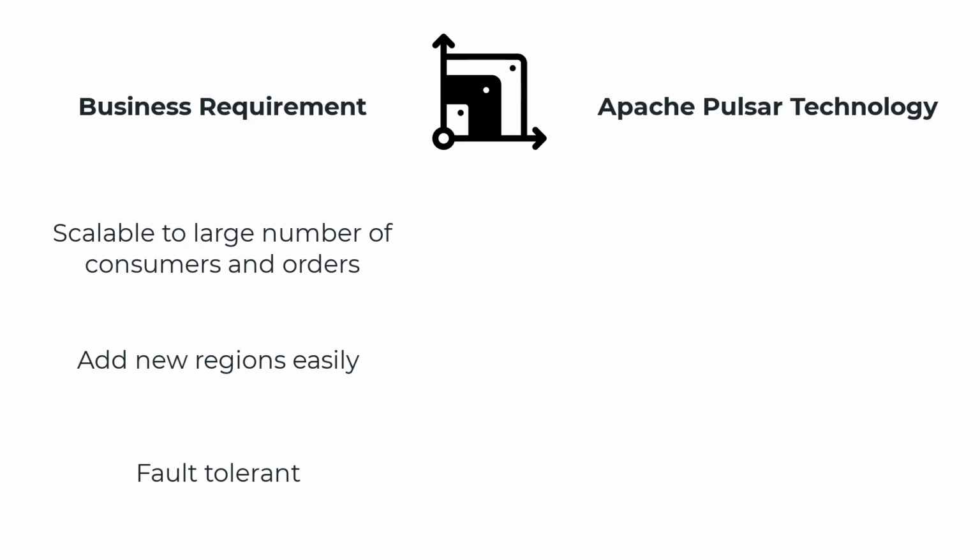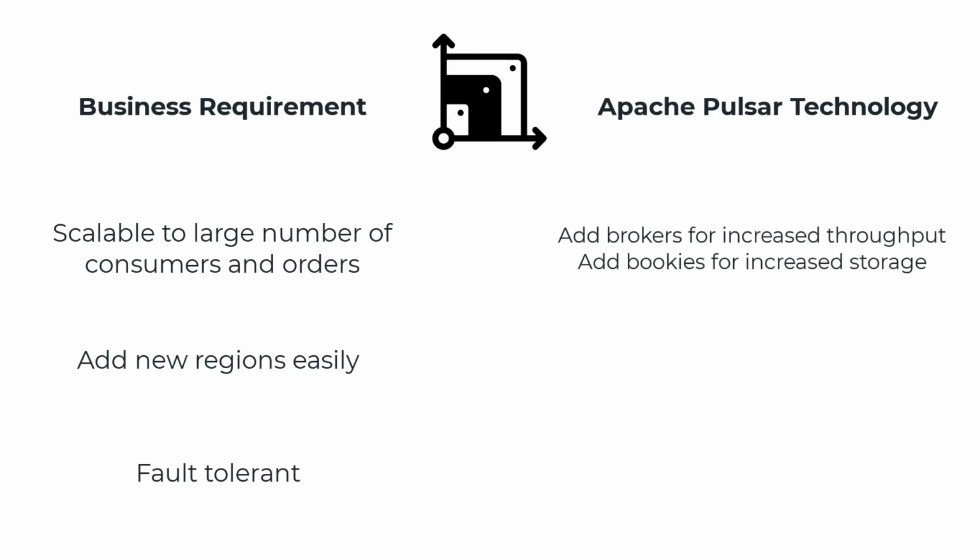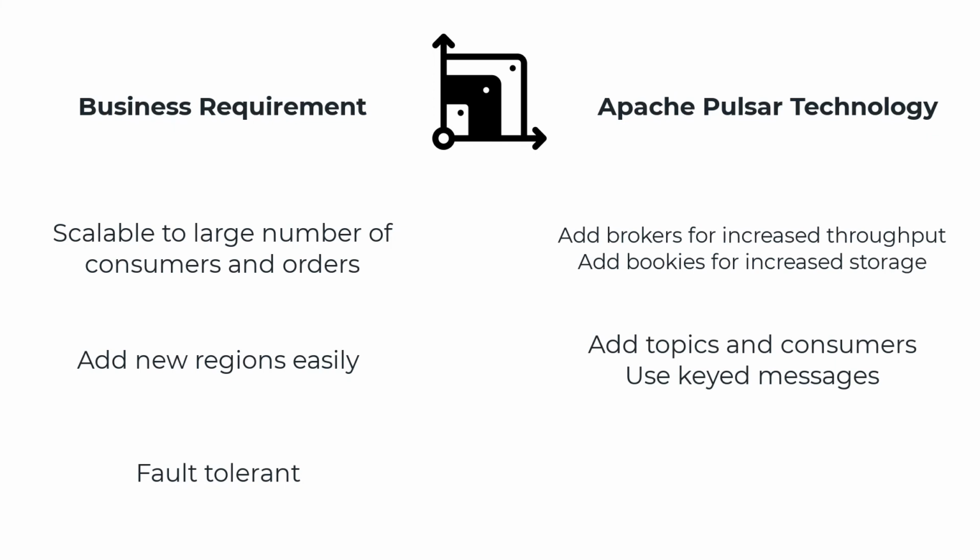For example, storage can easily be increased by adding Apache Bookkeeper bookies, or Apache Pulsar message throughput can be increased by increasing the number of brokers, or through topic partitioning. We already designed our topics and consumers to allow for the addition of new regions. And brokers are designed to automatically rebalance topics, and consumers can be used in failover to support fault tolerance.